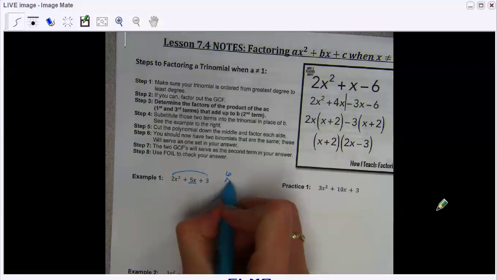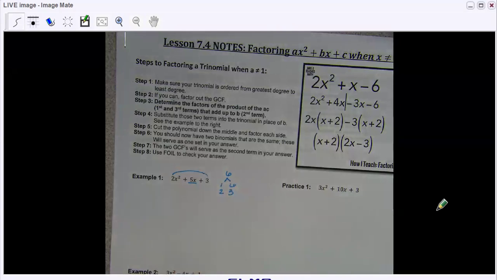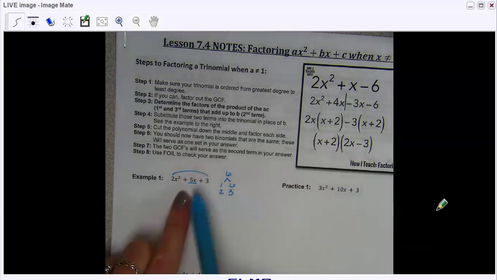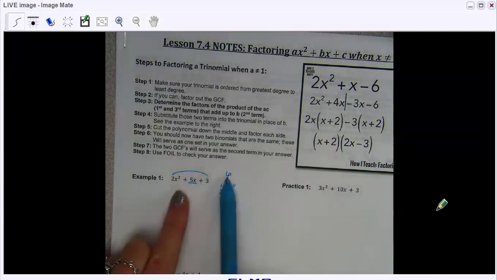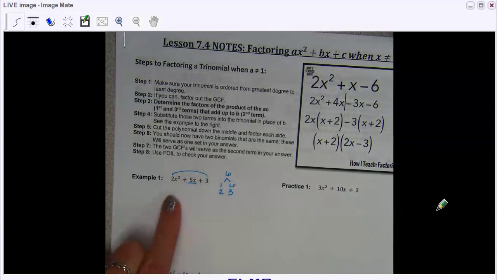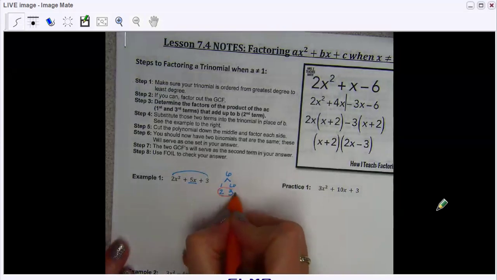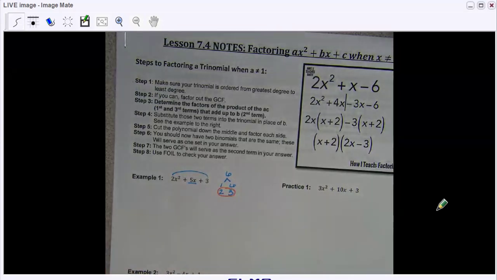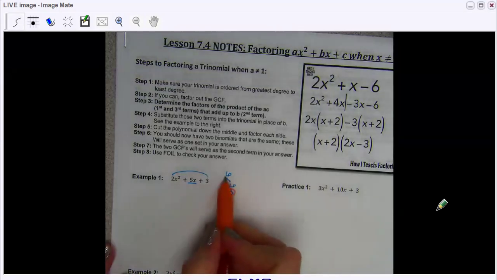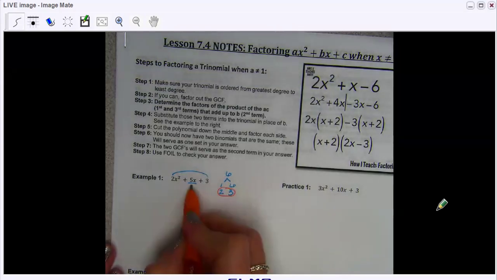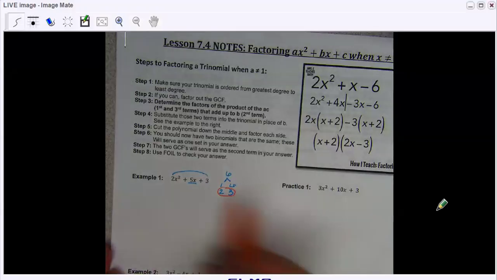So when I factor 6, I get 1 and 6 and 2 and 3, okay? So they both can equal 5, but because we have to have factors of a positive 6 and a positive 5, then 2 and 3 are going to be our 2 factors, okay? 2 times 3 equals a positive 6, and 2 plus 3 equals a positive 5. So this is the one place where it's different.